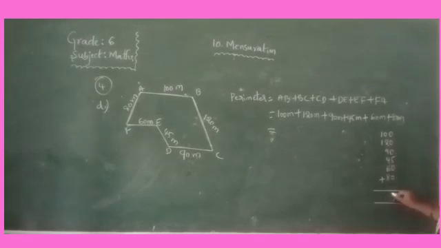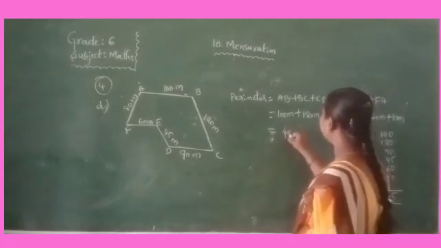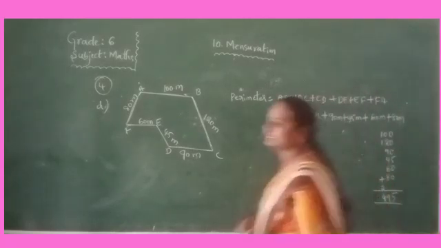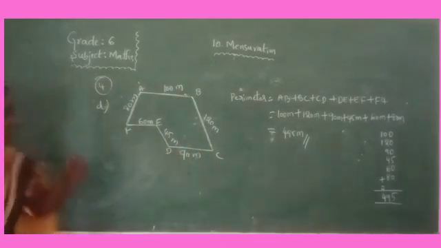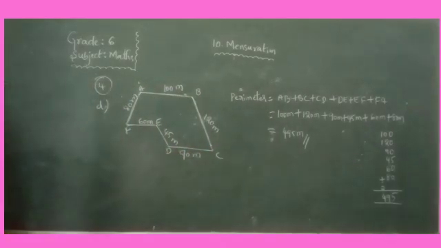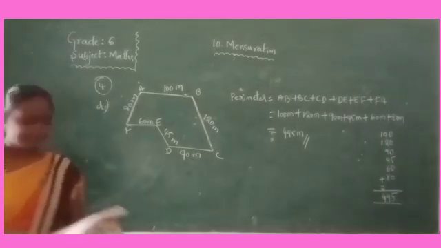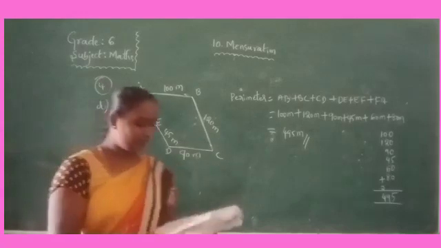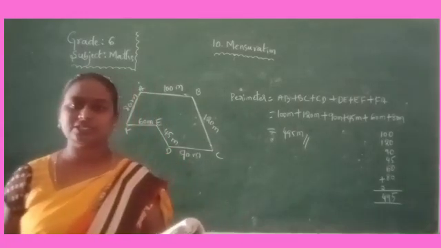0 plus 5, 5. 2 plus 9, 11. Plus 4, 15. 15 plus 6, 21. Plus 8, 29. Next 2, 3, 4. So how many meters? 495 meters is the length, that means the perimeter of this figure. 495. Okay, right children. So up to now we have completed the concept of perimeter.